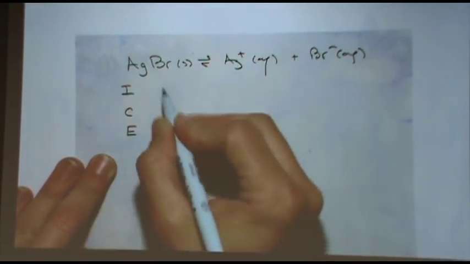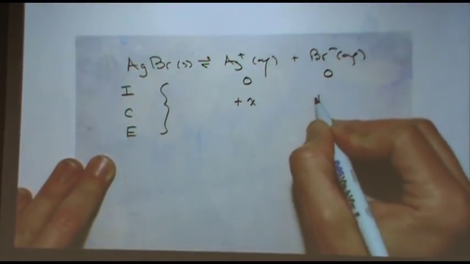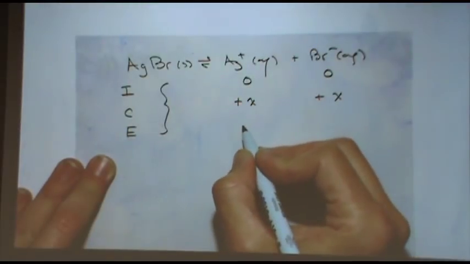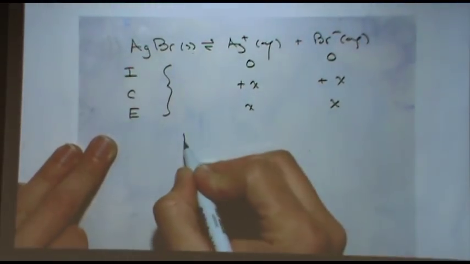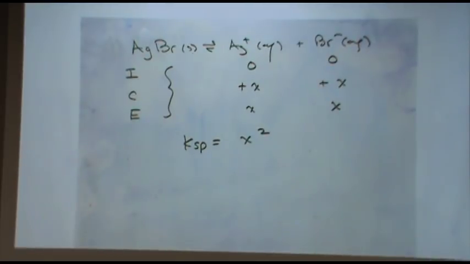How that would change the math, with no common ion, I'll do that in black. No common ion, you would solve this like this, 0, 0. This is how you do part A of the previous problem, x, and then KSP equals x squared.